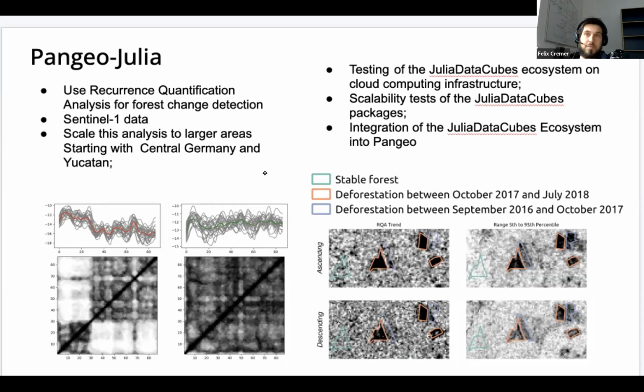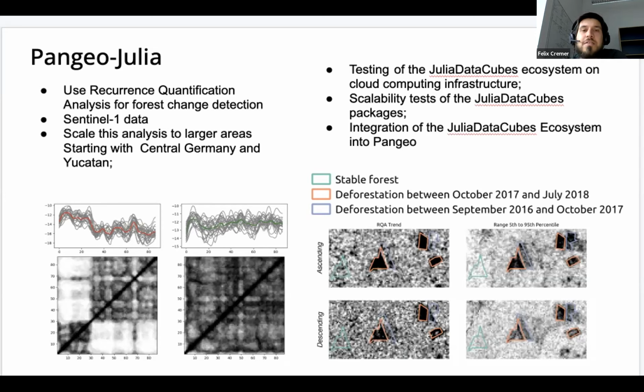One area of interest would be central Germany, because we have a lot of deforestation or forest disturbance at the moment there. Another use case would be Yucatan. We're currently waiting for access to the already pre-processed Sentinel-1 data by TU Wien on the EODC clusters.